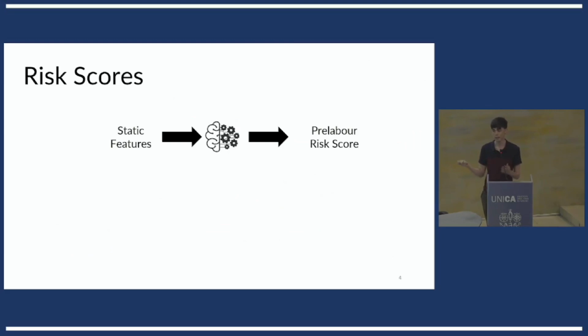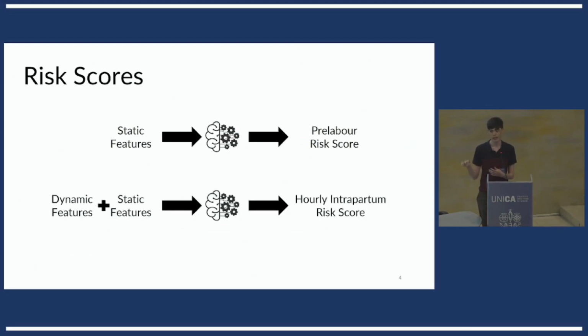So we have this information known before labor and getting a model that would represent a pre-labor risk score, and then both the dynamic in-labor hourly features and the static features combined for an hourly in-labor risk score.